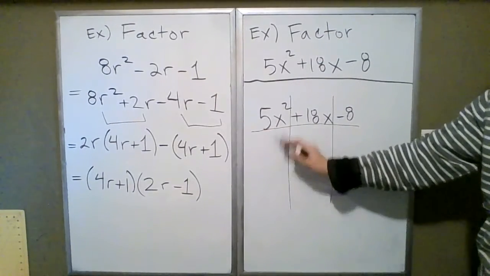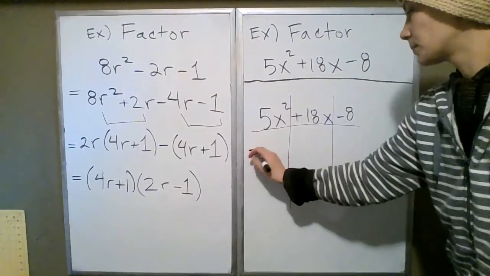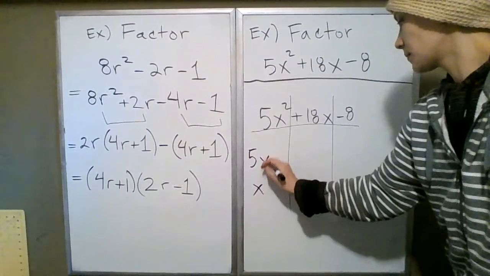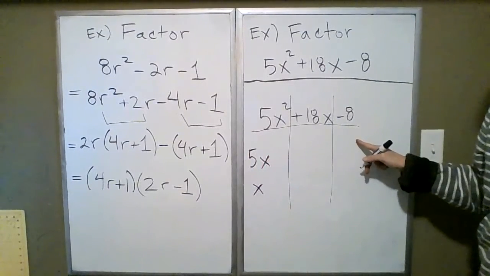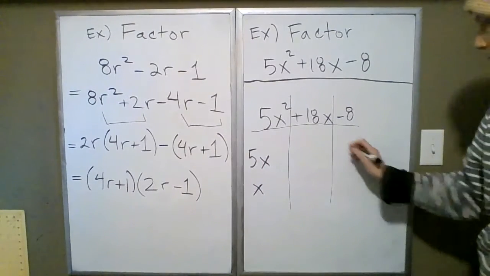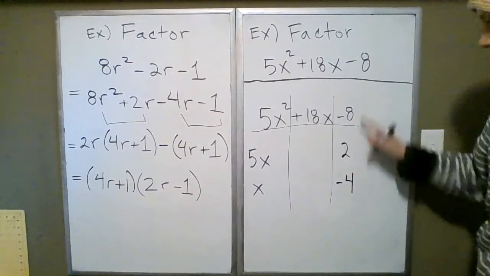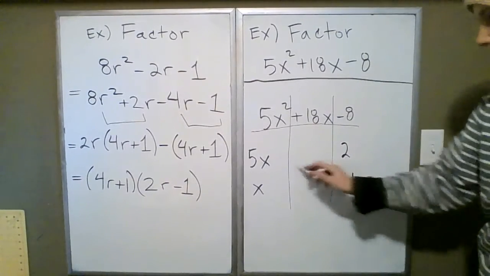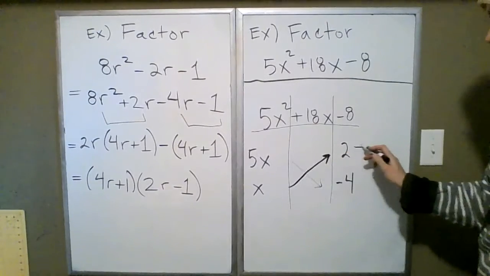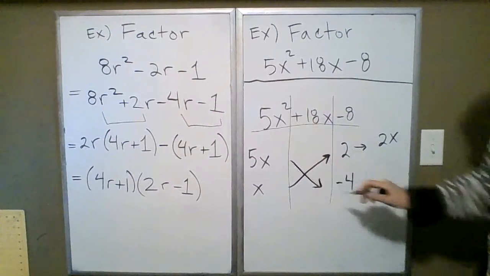This end, you get two numbers that multiply to 5x squared, like 5x times x. This side, you find two numbers that multiply to negative 8. I'm just going to give it a guess, like 2 times 4. And we'll make the 4 negative. So those multiply to -8, and then after that, we'll see what happens. We'll cross multiply. X times 2 is 2x. 5x times -4 would be -20x.